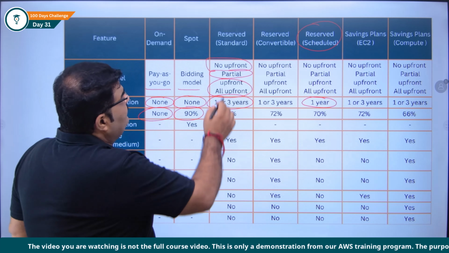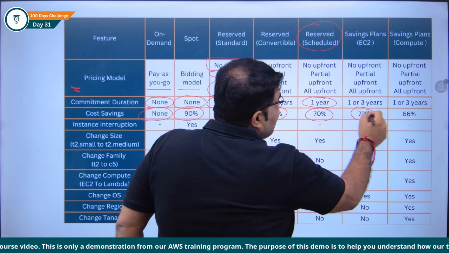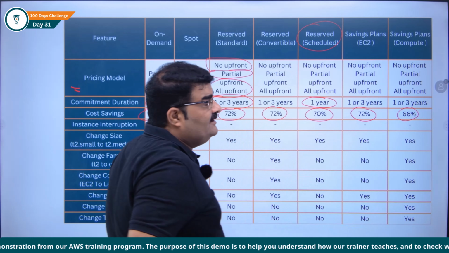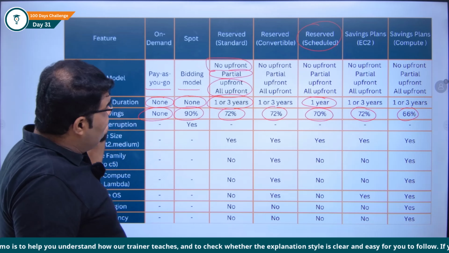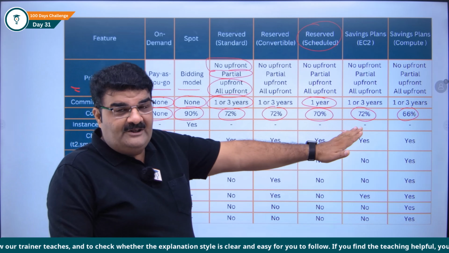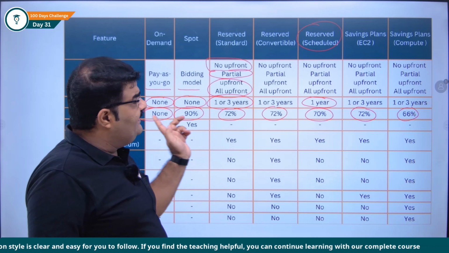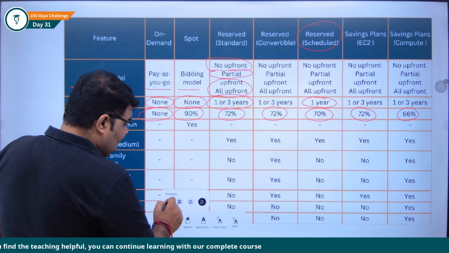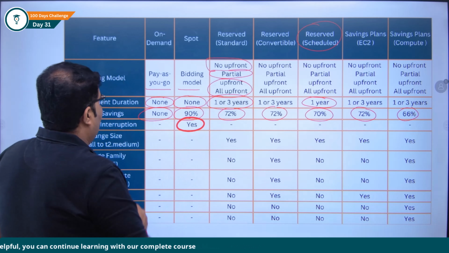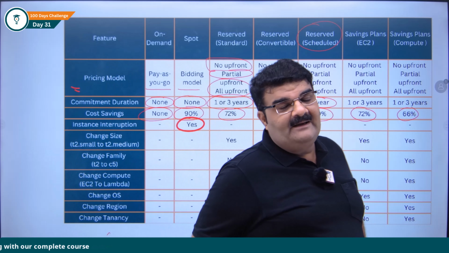If you are using reserved options, we have almost 72%, 70%, 72%, 60% of saving compared to on-demand. If you are using any of these, can AWS terminate or interrupt your instance? In any case, no. But when you are using spot instance, they can terminate my instance anytime.